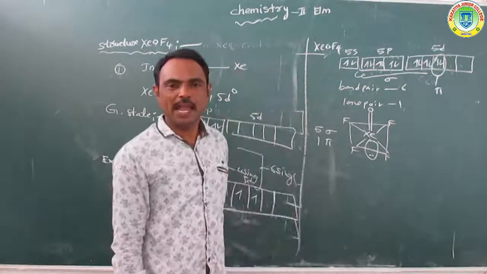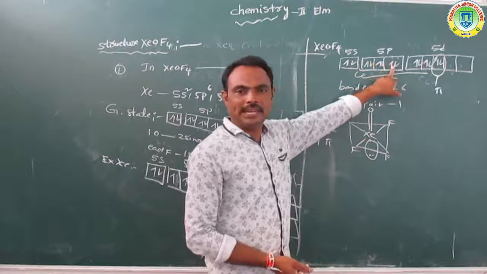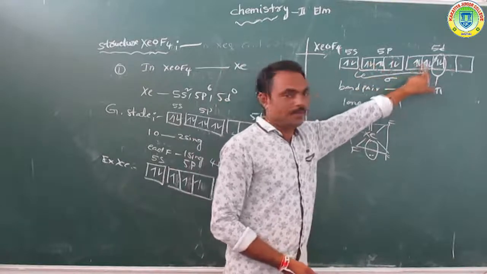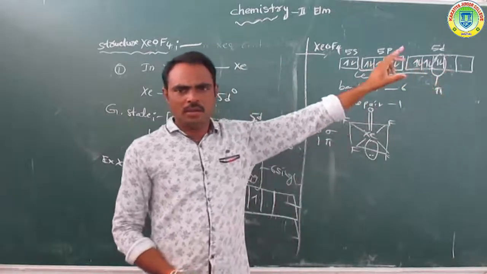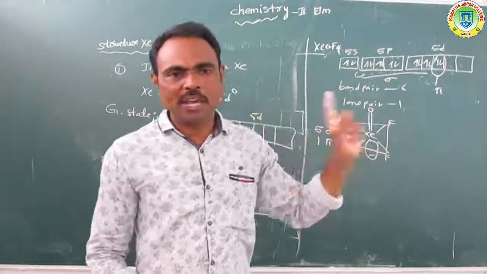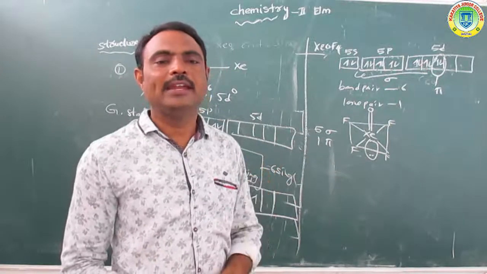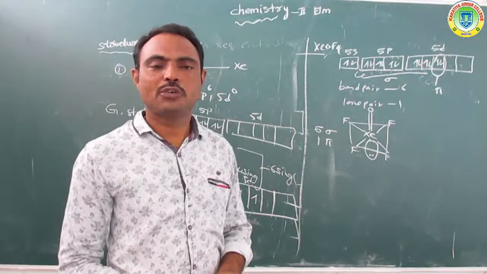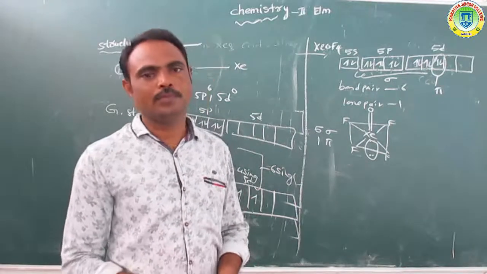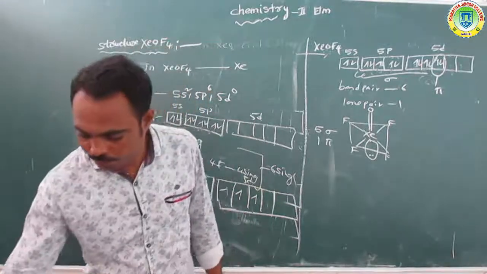So what is the hybridization? sp3d2 only. The last one, the pi bond, is a weak bond and is not considered in the hybridization. So sp3d2 hybridization with a square pyramidal shape. This is the structure of XeOF4.